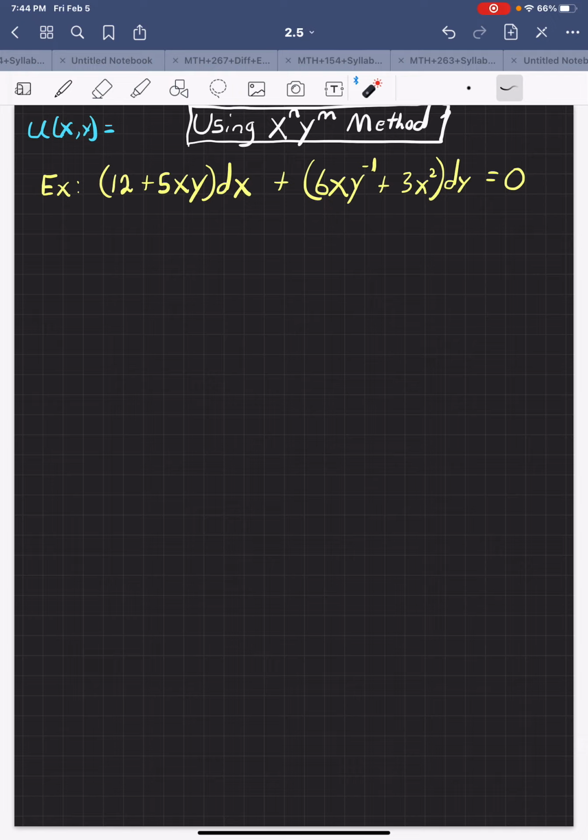So let's go ahead and establish: we want to solve the following differential equation. You can verify if you'd like, but I'm just going to tell you right now it is not exact. The partial of N with respect to y does not equal the partial of N with respect to x. You can verify that.